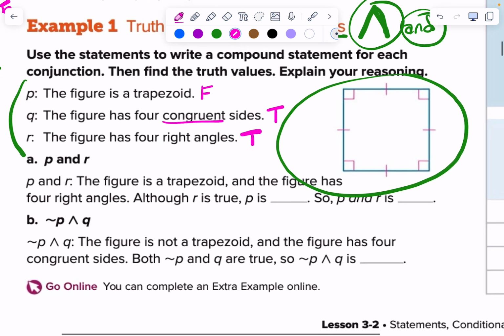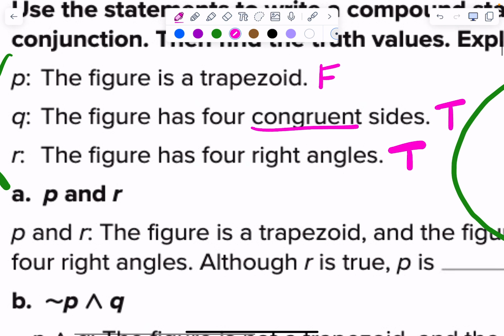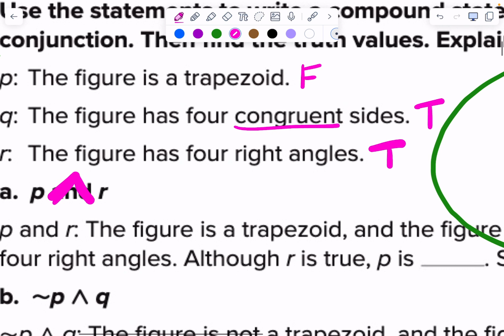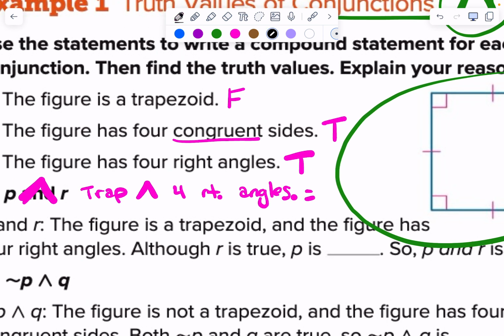False, true, true. Okay. Now, if we're talking about P and R, sometimes they will use this symbol instead of writing the word and. P and R would say that it is a trapezoid and it has 4 right angles. Okay, this is what that's saying: this figure is a trapezoid and it has 4 right angles. Is that true or false? False, right? That figure is not a trapezoid. It does have 4 right angles, but and means both things have to be true. So that is false. Got it?